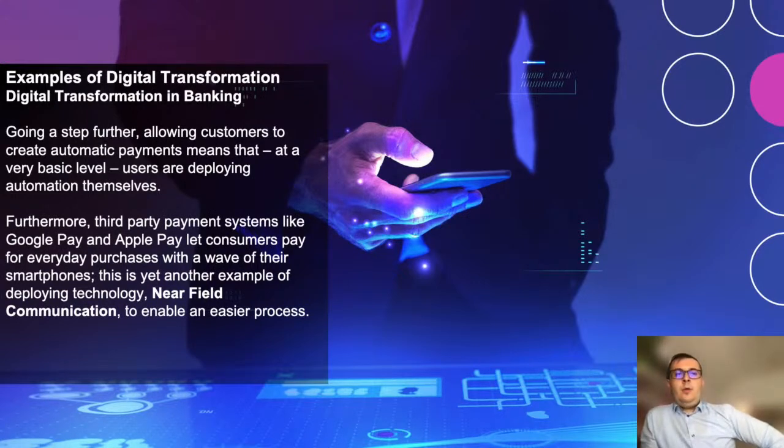And now getting back to our example about the digital transformation in the banking sector, allowing customers to create automatic payment, as we discussed, means that at the very basic levels, users are deploying automation themselves. And furthermore, third-party payment systems like Google Pay and Apple Pay will let customers pay for everyday purchases. I think everyone does it on a certain level with their automated payments, with a wave of their smartphones. This is yet another example of deploying technology, near field communication, NFC, to enable an easier process.